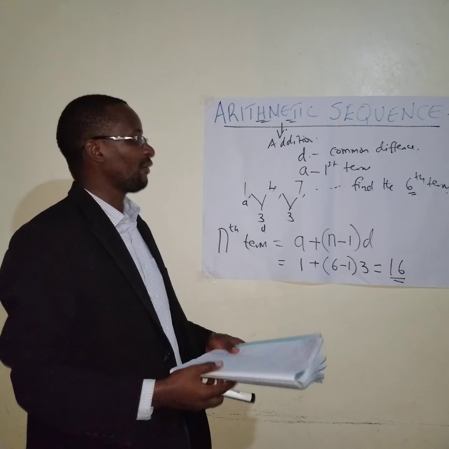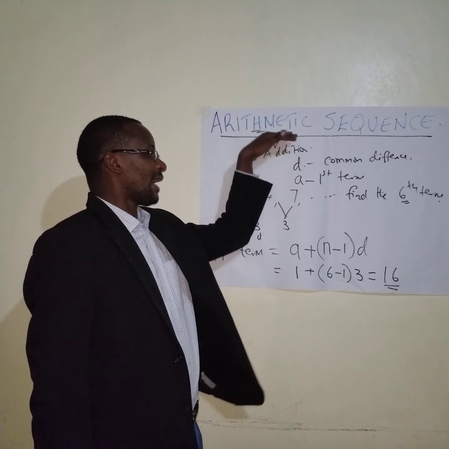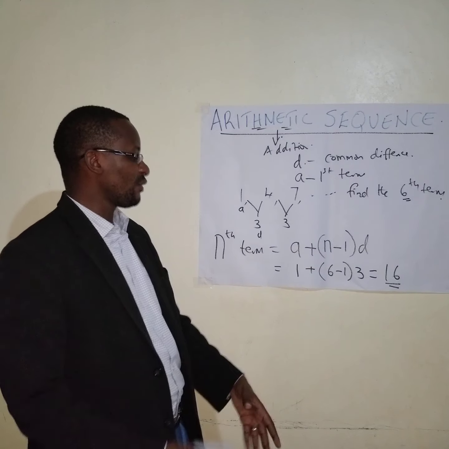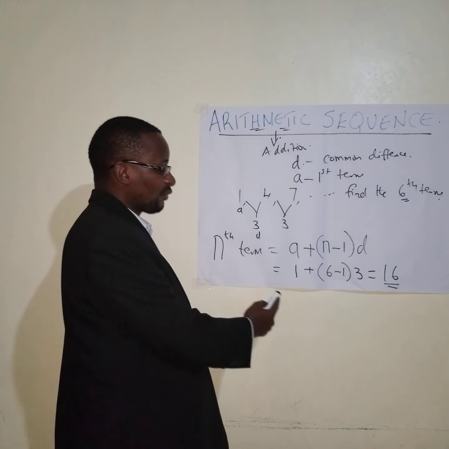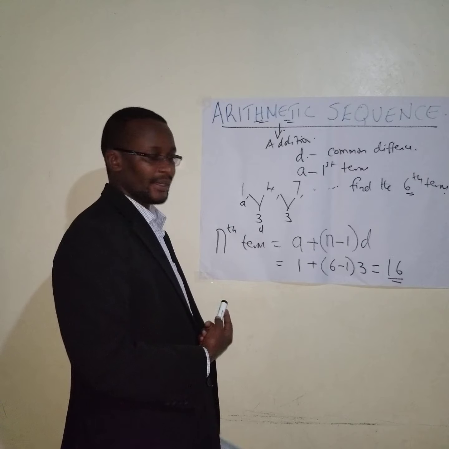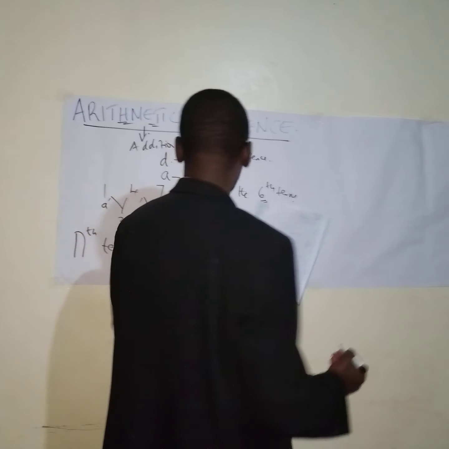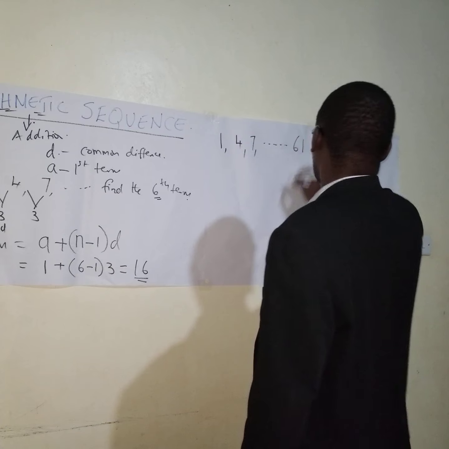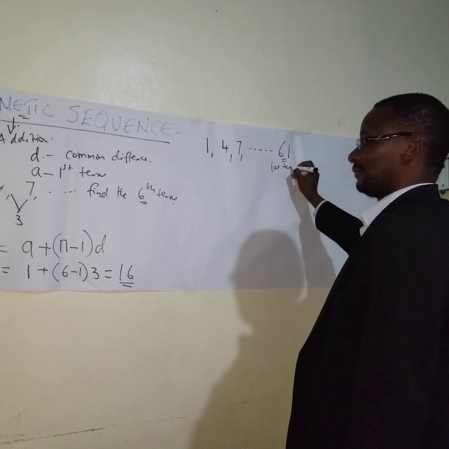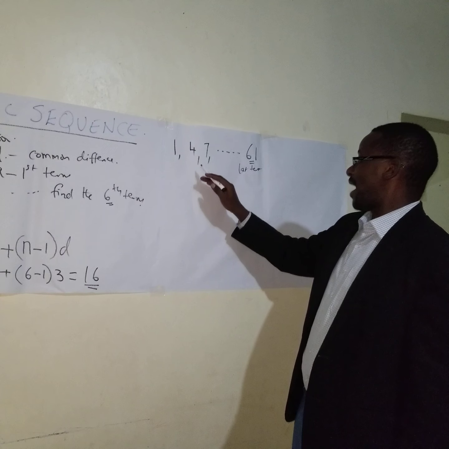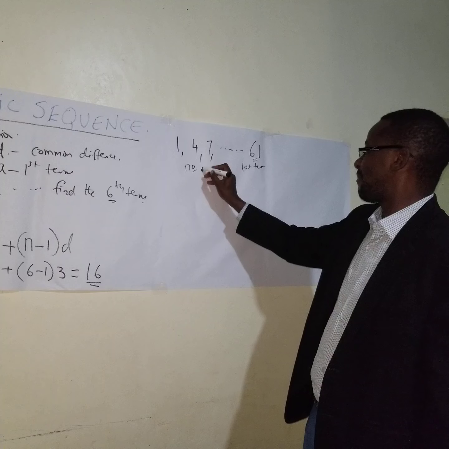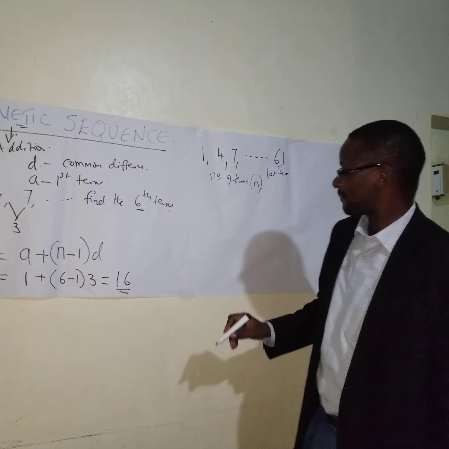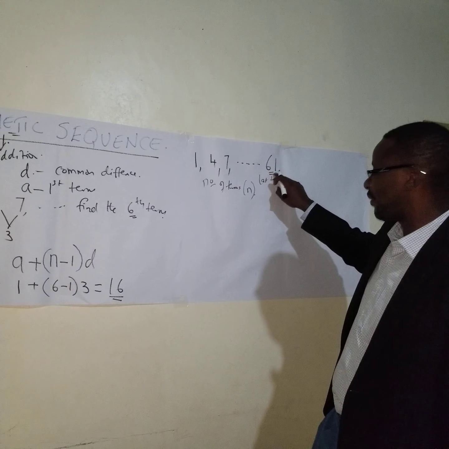When you test a sequence and you find that there's a common difference between the terms, automatically it becomes an arithmetic sequence, and this is the formula you're going to use. You can also be given the term itself and be asked to find n. For example, in the same sequence, 1, 4, 7, all the way to 61, 61 here is the last term. If you're asked to find the number of terms, the number of terms is n. You still apply the same formula. We don't know the number of terms, but we know the last term is 61.